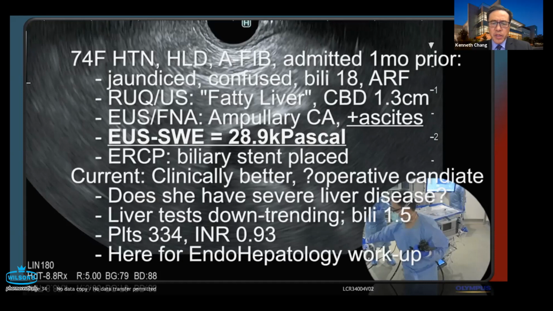So her liver tests were downtrending. Bilirubin is 1.5. The platelet count is reasonable, 334. The INR is normal at 0.93. So the patient comes back for a completion of her endohepatology workup to assess her candidacy for a Whipple resection.